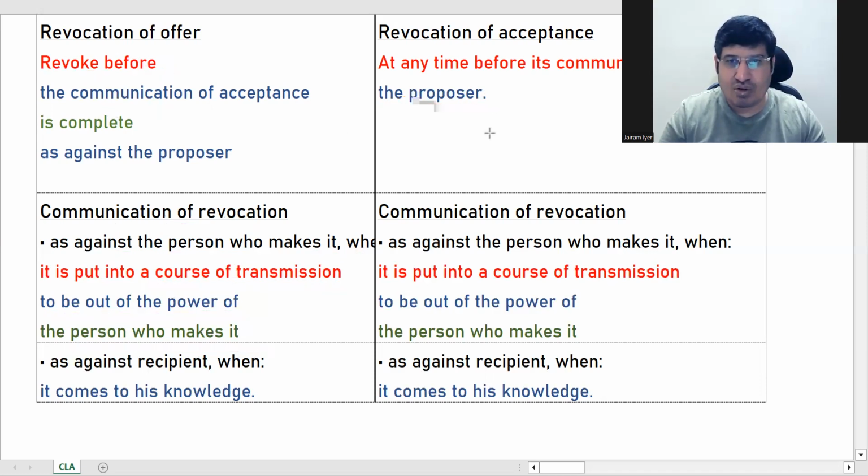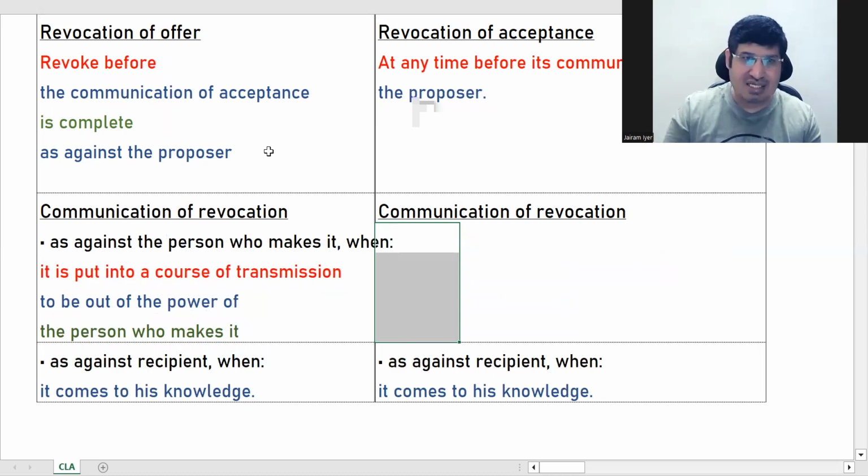But you don't have to go into too much detail. You only have to see, from your point of view, the point at which communication of revocation is complete. That's what you have to know. So both these points are basically exactly the same, correct? This and this are the same points, right?